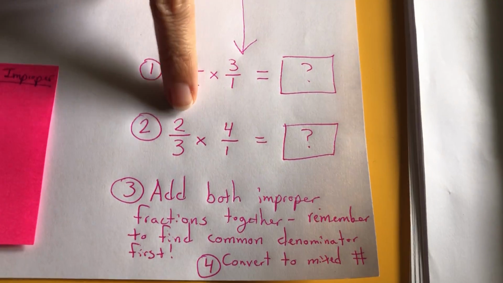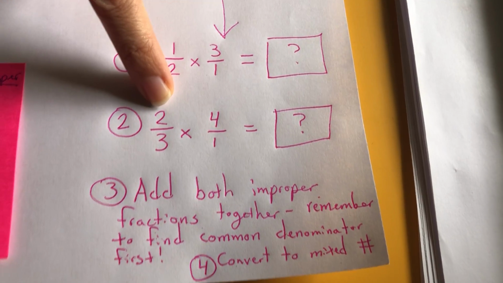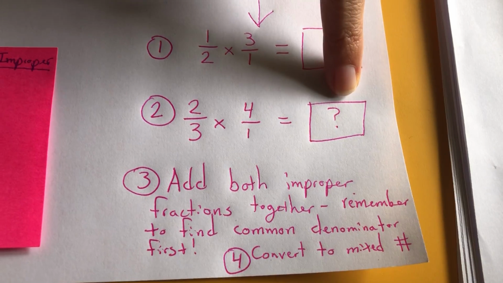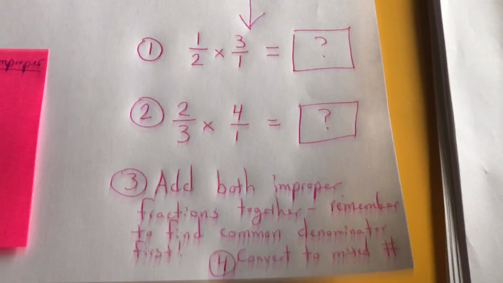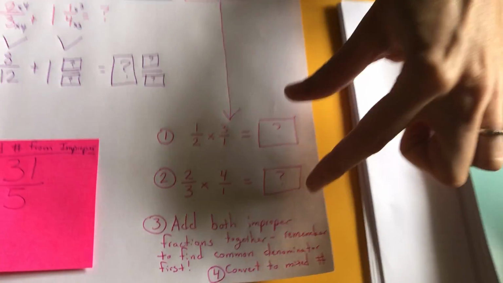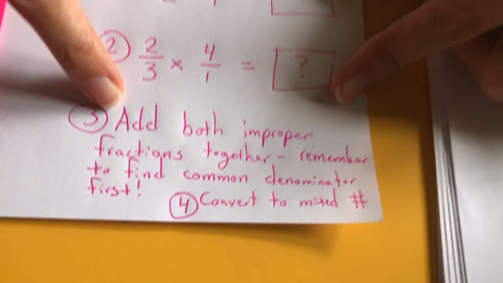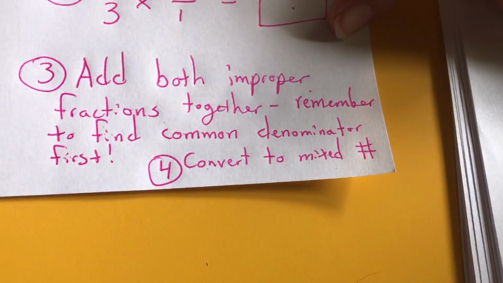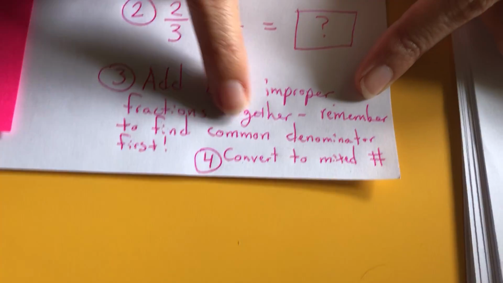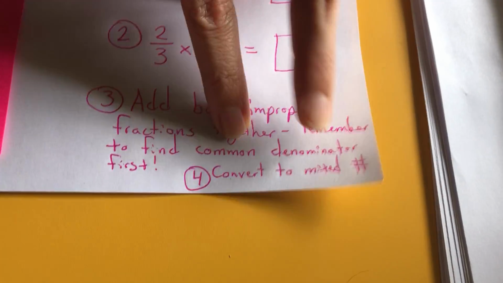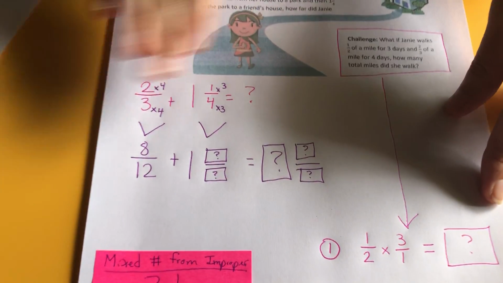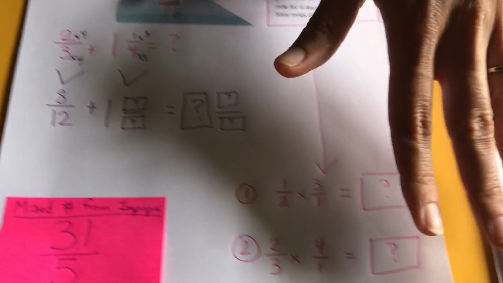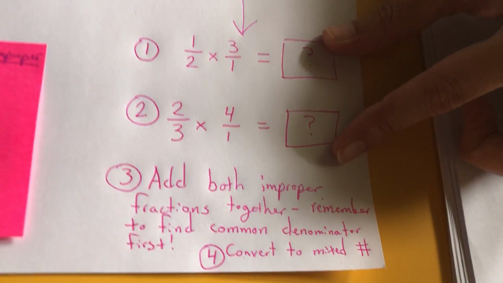That's your new fraction. Then she walked 2/3 of a mile for 4 days. So 2/3 times 4. 2 times 4 is going to give you your numerator. 3 times 1 is going to give you your denominator. When you get those two fractions, you're going to take both of these and you're going to do step 3. You're going to add both improper fractions together, this one and this one. But remember, before you can add, you have to find that common denominator first. Just like we did earlier over here, where we found that common denominator, whatever we multiply the bottom by, we multiply the top by. You're going to have to do that. You're going to add your two new fractions, just like we did in the first step.